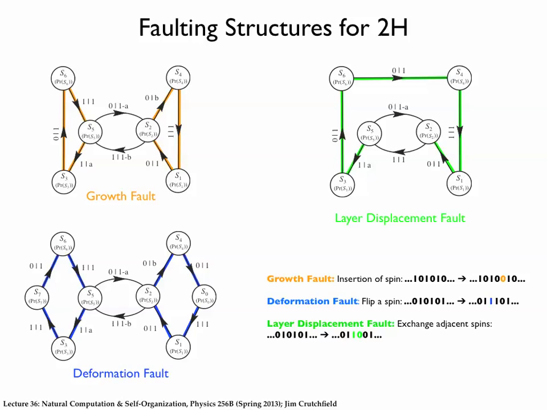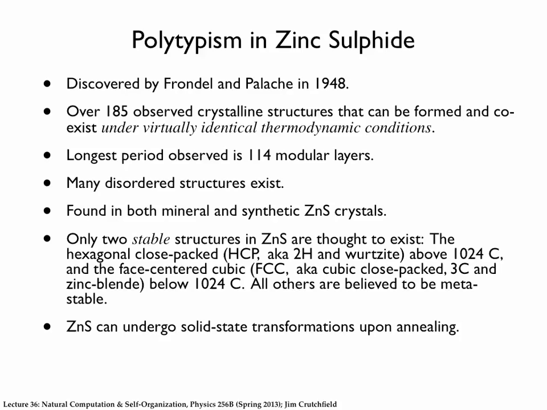Let's do an example. Let's think about zinc sulfide. People have known about zinc sulfide for a while. It was discovered in 1948. There are lots of different observed crystalline structures for this guy, and they can exist under virtually identical thermodynamic conditions, which is really kind of interesting.